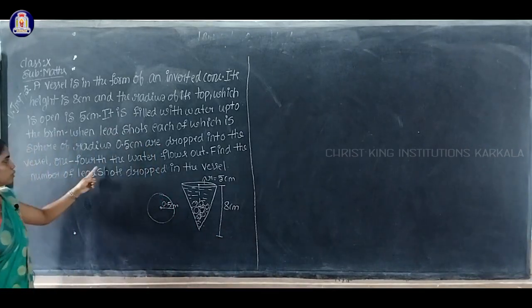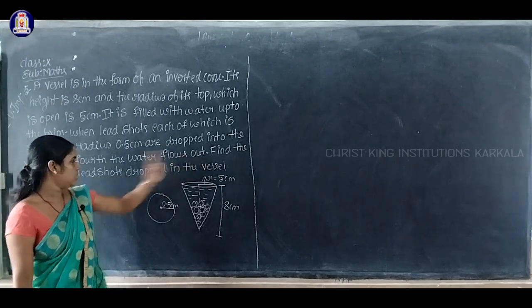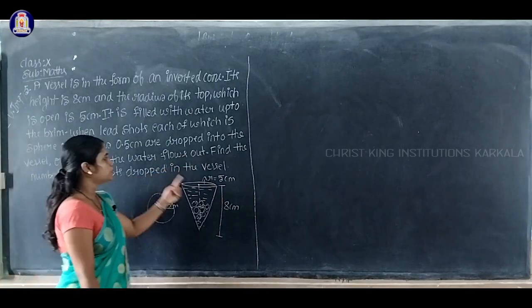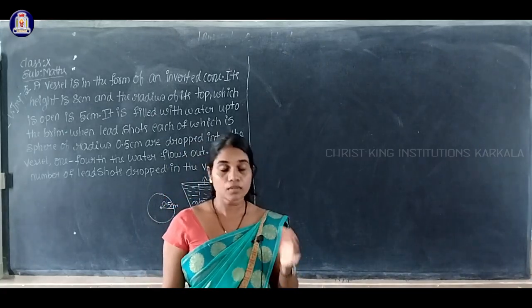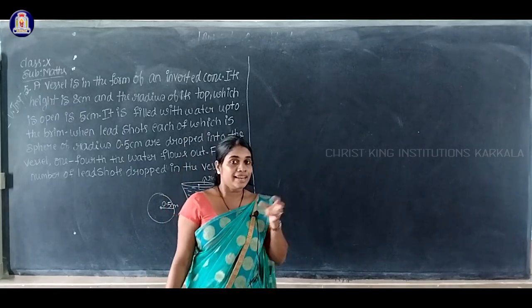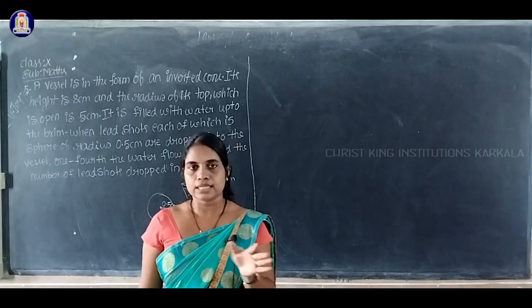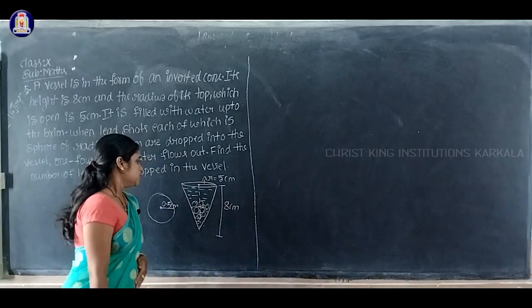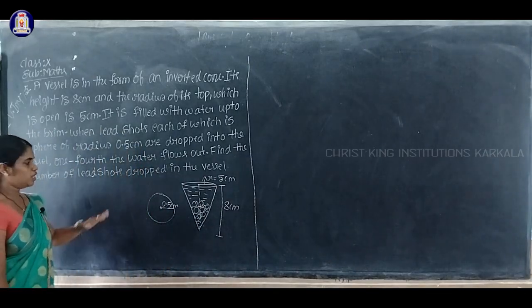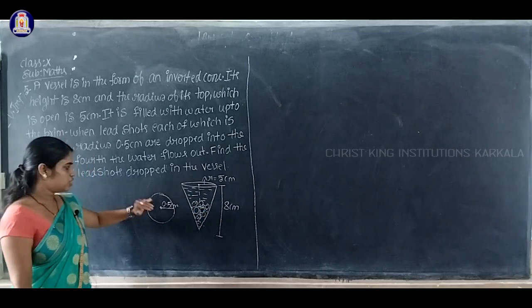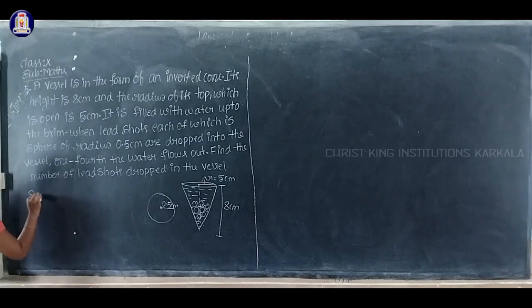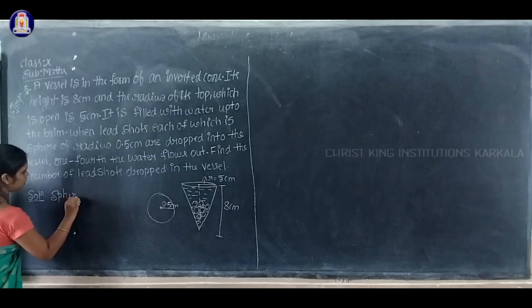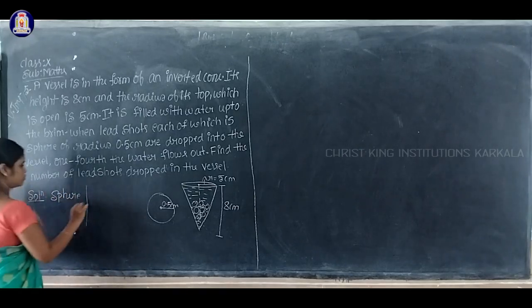So what you have to find? Your question is find the number of lead shots dropped into the vessel. What is the exact number of lead shots dropped into the vessel? This is your question. See here, first I'll write the given data. Here you have two solids, first one sphere and another one cone. So solution. First one is for sphere, and another one is for cone.